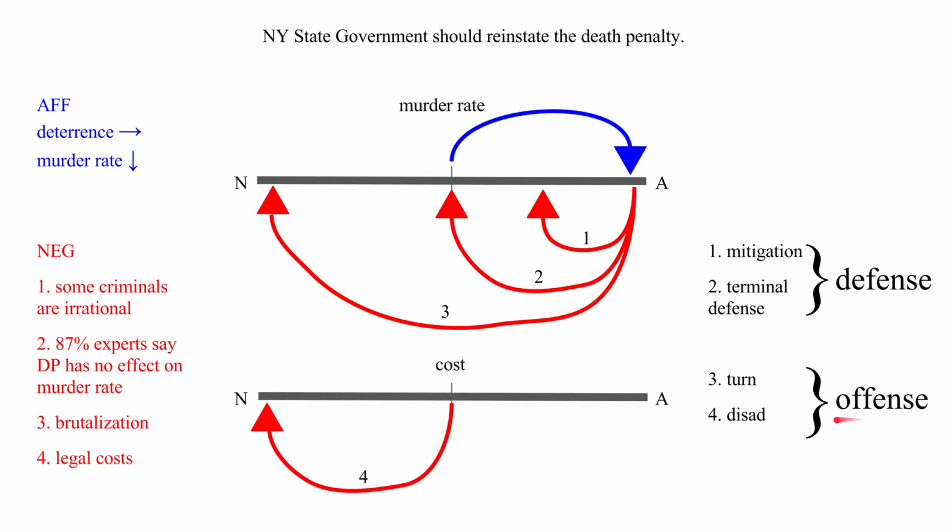And you might notice that we can have an offensive answer. That's really all a turn is. It is a direct answer, which also happens to be offense. Or you can bring up an entirely new impact. For example, in this case, we can talk about cost. And you can make that a disadvantage offense, which is not an answer.